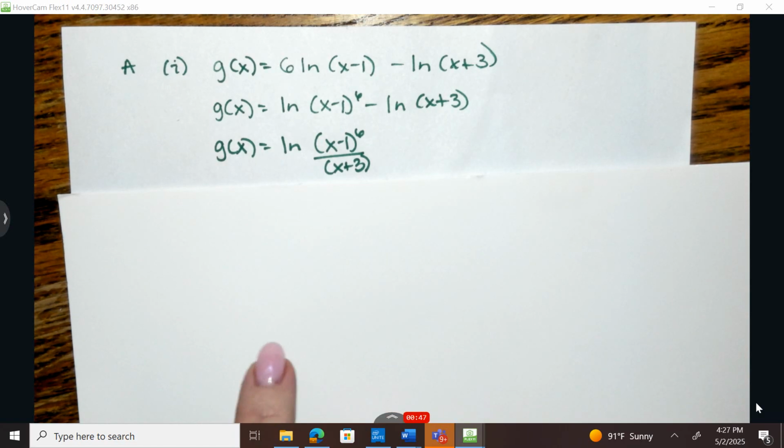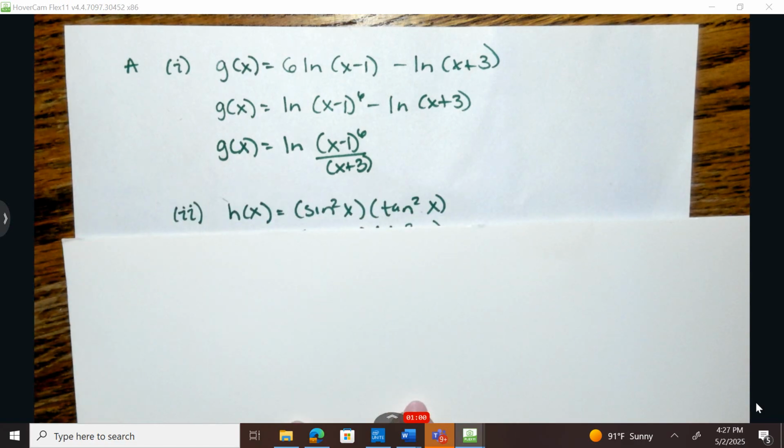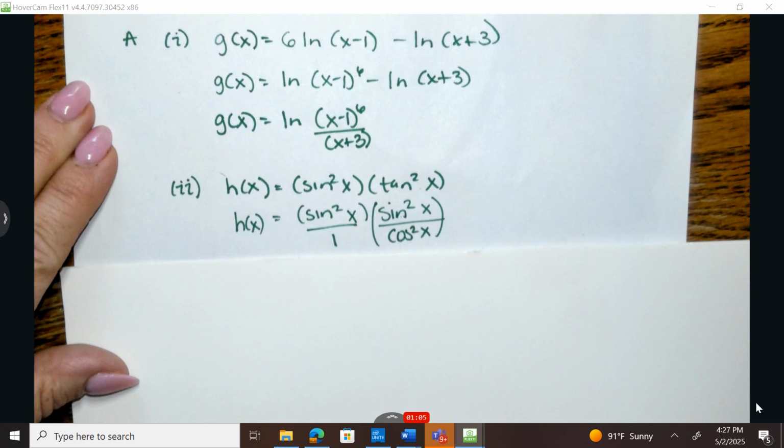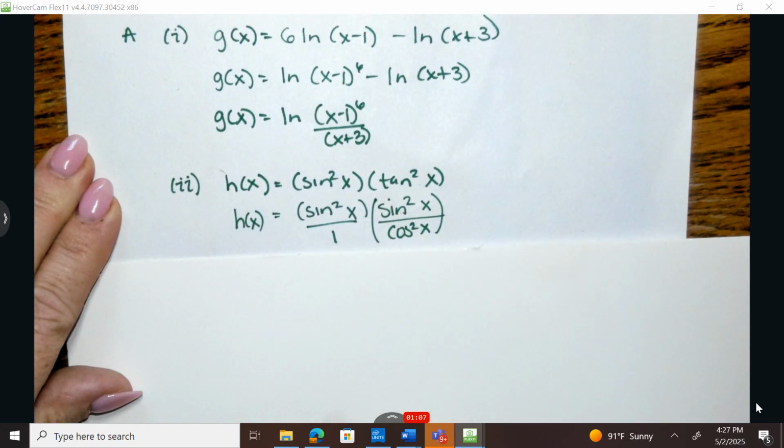Let's look now at the second part of A. It says rewrite the function h of x as an expression in which the sine appears and no other trig functions are involved. So this is what I'm provided. I'm going to rewrite tangent as sine squared over cosine squared. So tangent squared is sine squared over cosine squared.